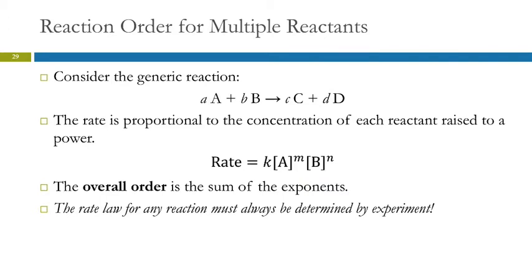The overall order for this reaction will be the sum of the exponents. So the order is going to be whatever those exponents are added together, M plus N. Like with the simpler reaction, we cannot predict what the order is by looking at the equation or anything like that. We just have to do an experiment or many experiments and figure out what the rate law is. Okay?